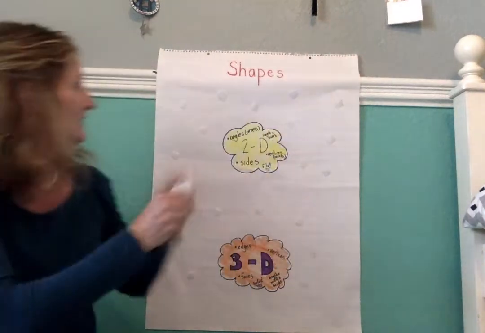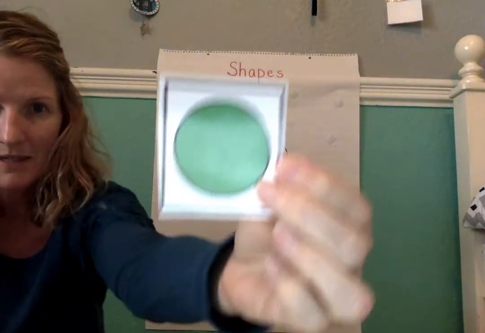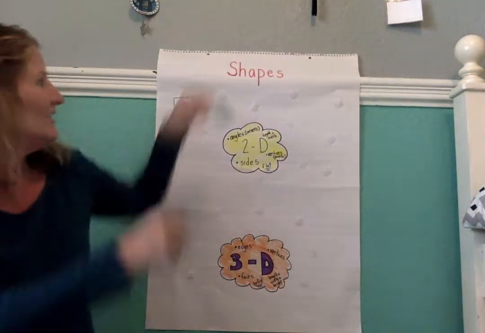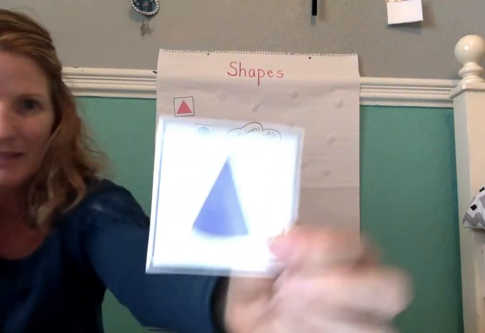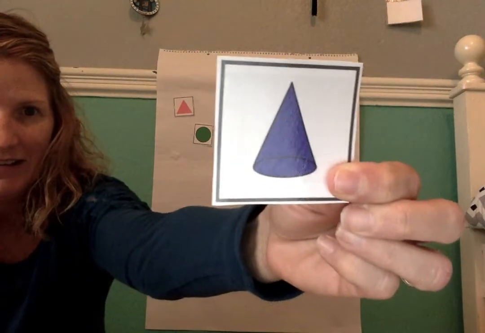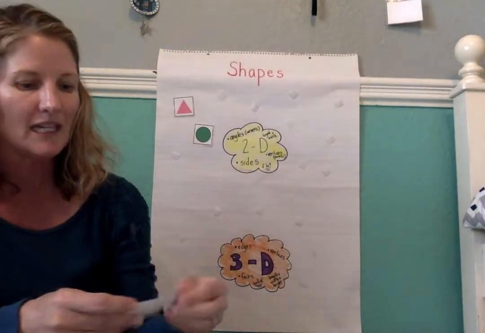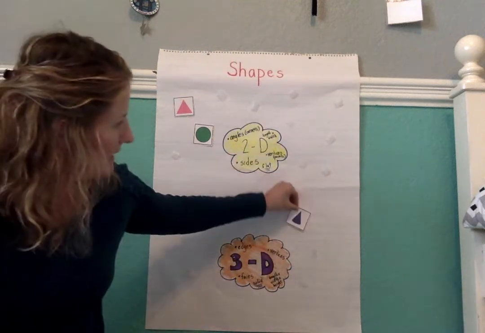Good. Triangle. That's a 2D shape. Awesome. And this one. Yay. Another 2D shape. Super. What about this one? Oh, that was some good leaping. That's right. That's a 3D shape. It's a cone. Remember, you have to look for that curve at the bottom.